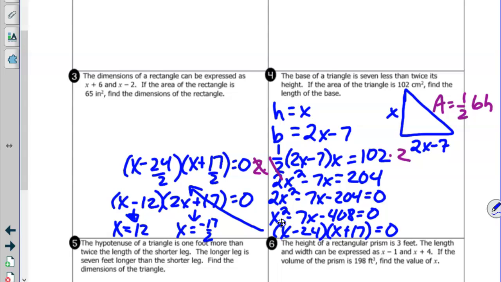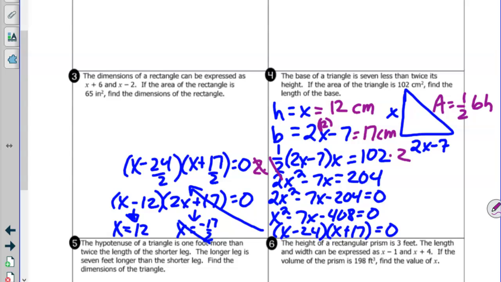Which one do we obviously have to go for this time? 12, right? So this one doesn't work, so we're using 12. So my height, this one did get pretty long, is 12, and we're in centimeters. And then what's 2 times 12 minus 7? 17. Oh, they're asking for the length of the base, right? We answered.